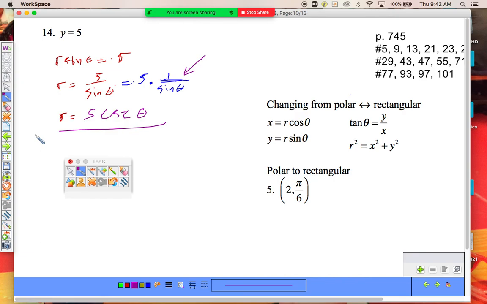So what you have to do when you're getting rid of x's and y's and writing r's and thetas for equations is do your substitution, solve for r, and clean it up the best way you can.